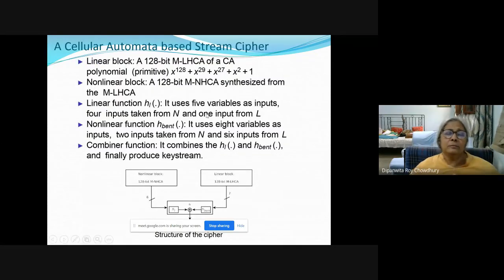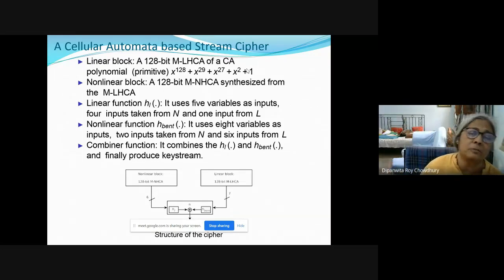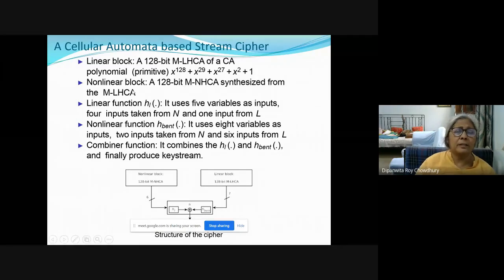Now, as I already mentioned, the linear block is a 128-bit maximum length linear hybrid CA. We all know this maximum length linear hybrid CA. I have just given the polynomial. With this polynomial I have taken it, but this can actually be any primitive polynomial, because for 128 bits there will be a number of maximum length CA I can get. We have done all experiments with this polynomial.